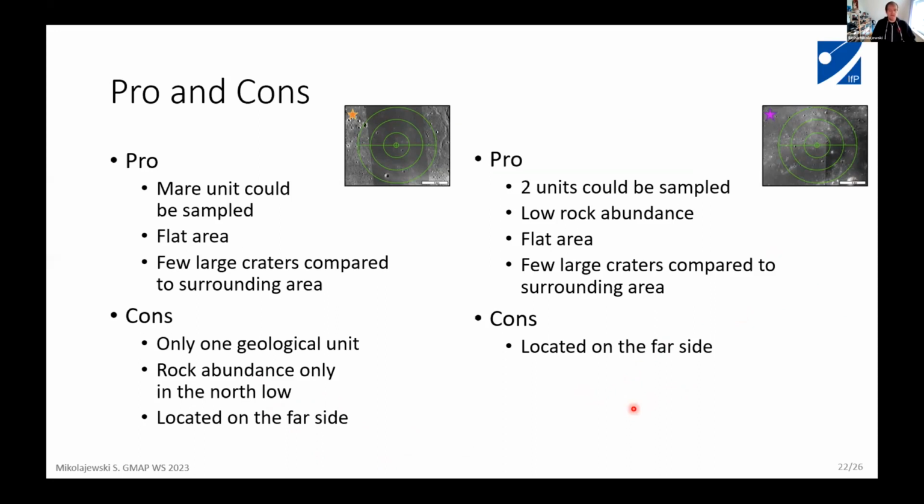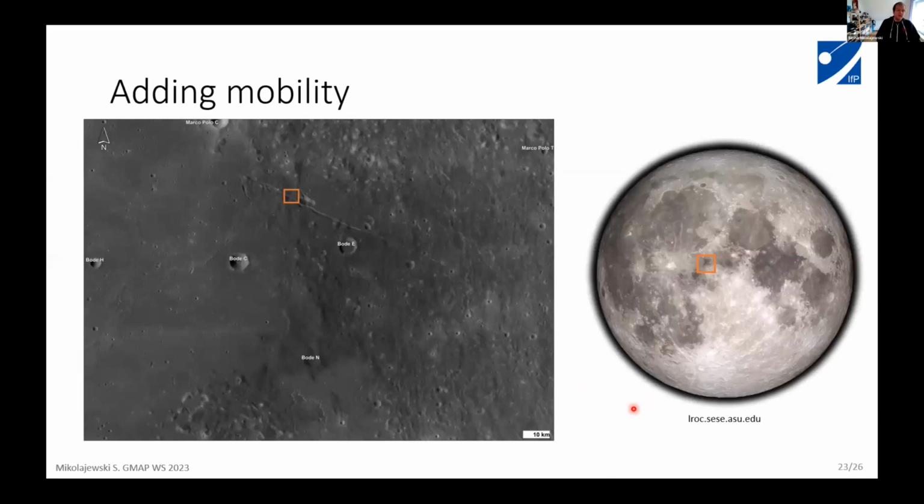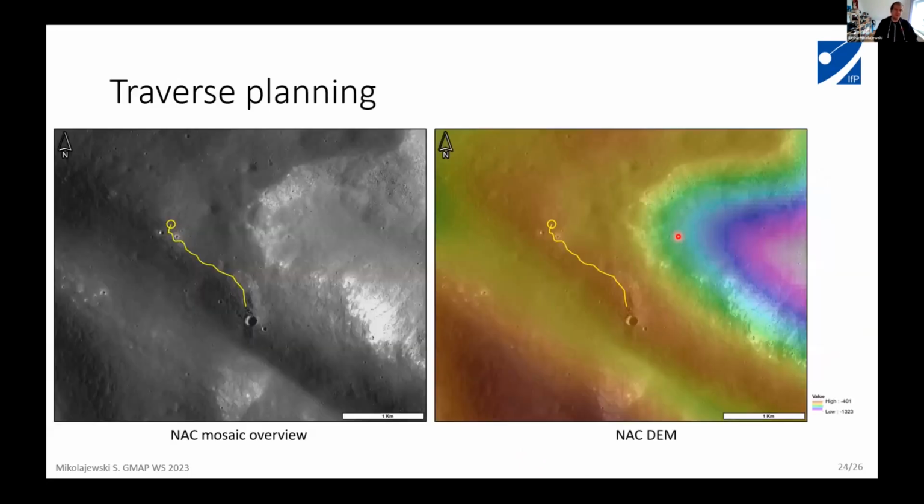So another area I investigated, and there I added some mobility. Here I planned a small rover traverse with a landing ellipse of around 100 meters at the Rima Bode area. Rima Bode is located south of Mare Imbrium. So let's have a closer look here. Here is the 100-meter landing ellipse and a small rover traverse of 1.5 kilometers.